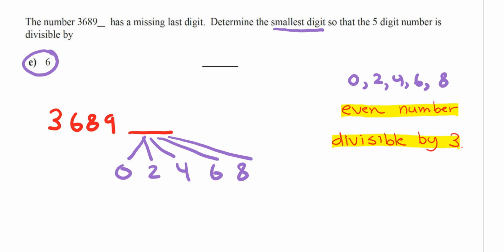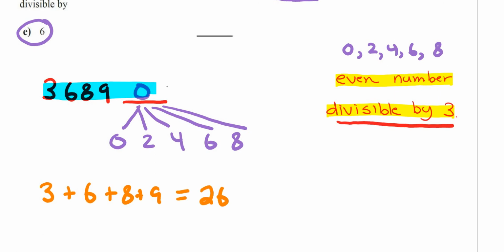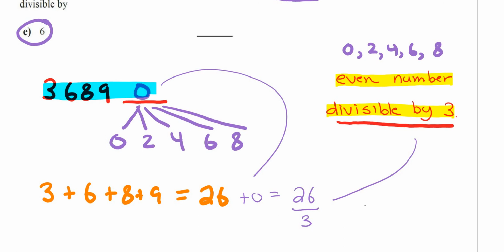Then the next rule is that it has to be divisible by 3. What does that mean? If you're divisible by 3, we already established that the sum of the digits has to be divisible by 3. So let's pretend our answer is 0. Now the question is, is all of this divisible by 3? Well, we can add up the digits: 3 plus 6 plus 8 plus 9 is going to be equal to 26. If I add this 0 here, that still gives me 26. Is 26 divisible by 3? The answer is no, so the last number cannot be 0.